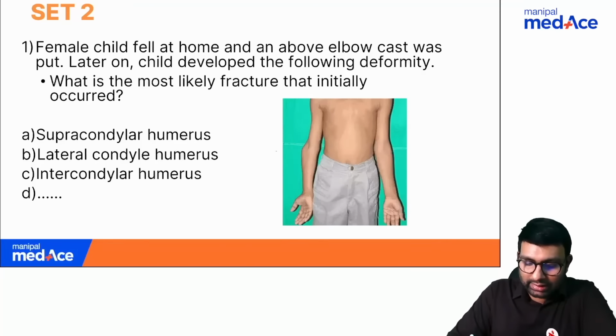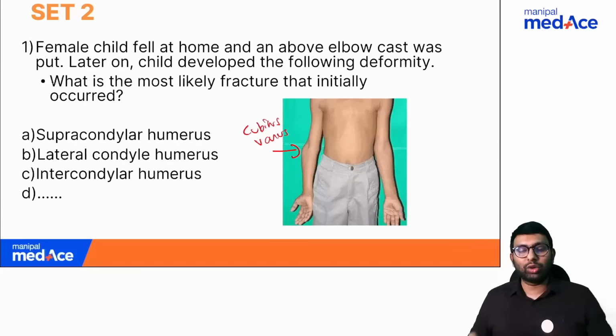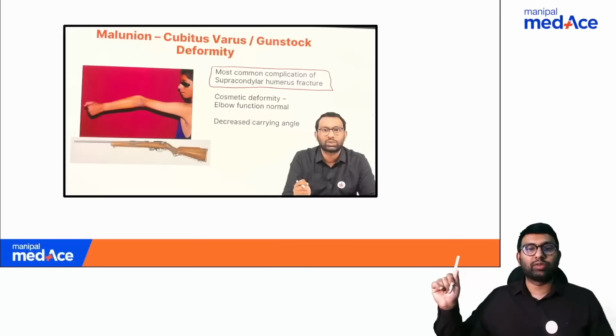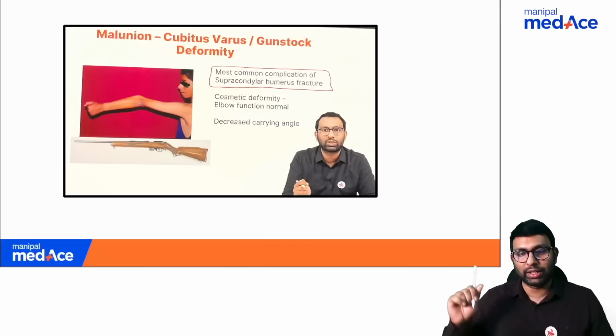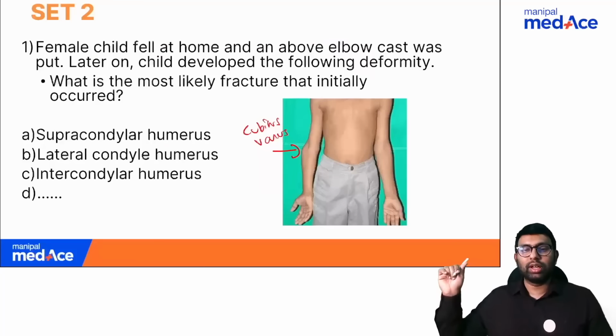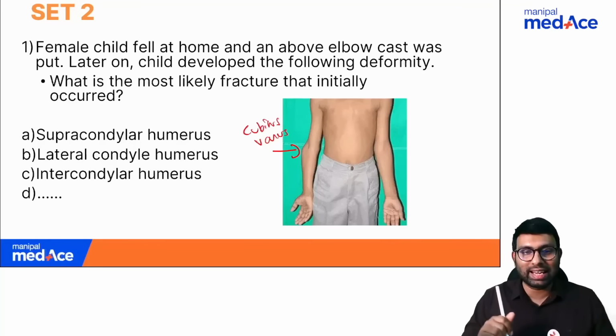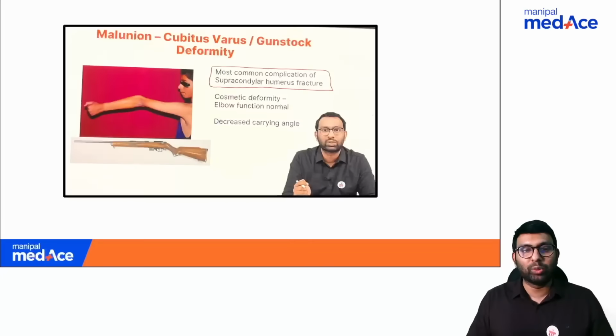Now look at this image that has been given here. You can see that this is a case of cubitus varus. It is not valgus, it is cubitus varus. And we know that the most common complication of supracondylar humerus fracture is something called a gun stock deformity or a cubitus varus deformity. So this deformity matches with the image that is given. So most likely the fracture is a supracondylar humerus fracture.